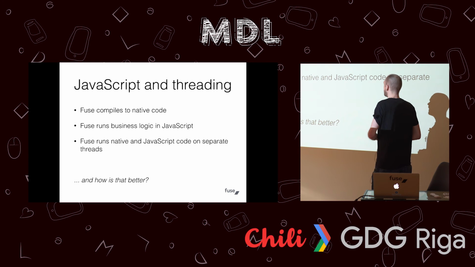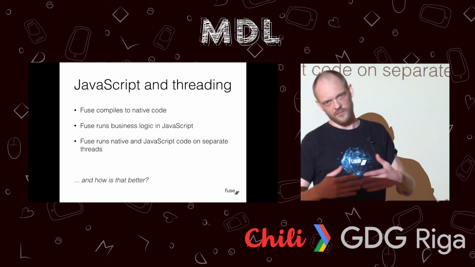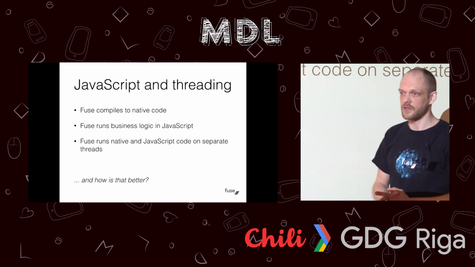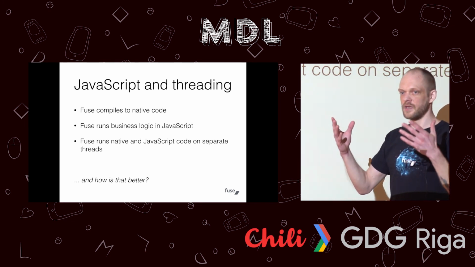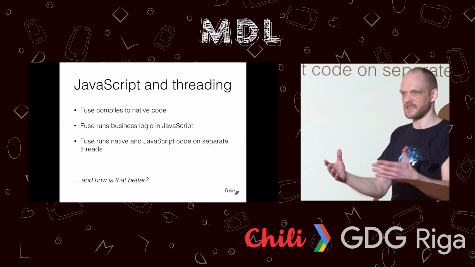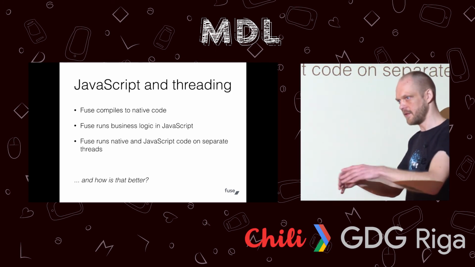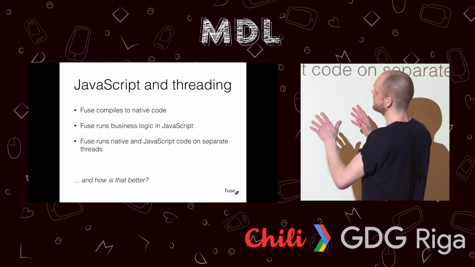First one, JavaScript and threading. So that was the first point that all the cross-platform tools share, right? Now in Fuse it's done a bit differently. NativeScript and React Native, they were built with the JavaScript requirement as the starting point. You have to write in JavaScript, and then they filled in the rest. With Fuse, it's not the case.